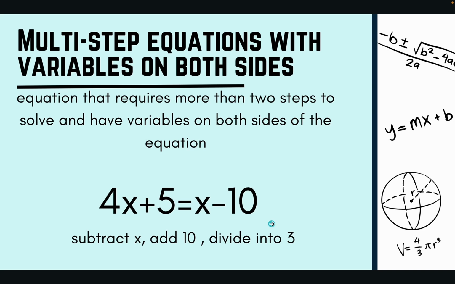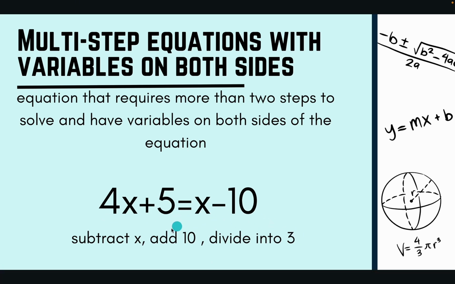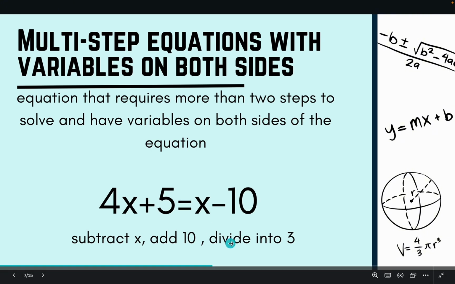Now multi-step equations with variables on both sides. They're equations that require more than 2 steps to solve and have variables on both sides of the equation. 4x plus 5 equals x minus 10. So you first subtract x, and then you add 10, since there's minus 10 here. And if you subtract x, it becomes 3x, so you divide both sides by 3 to make 3x into x.